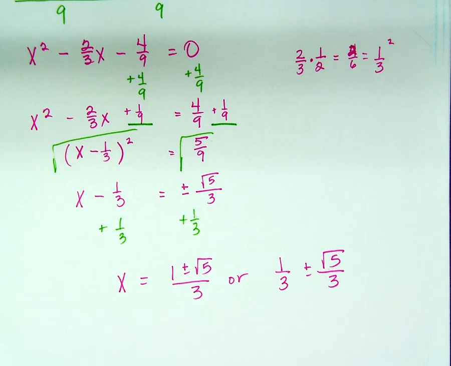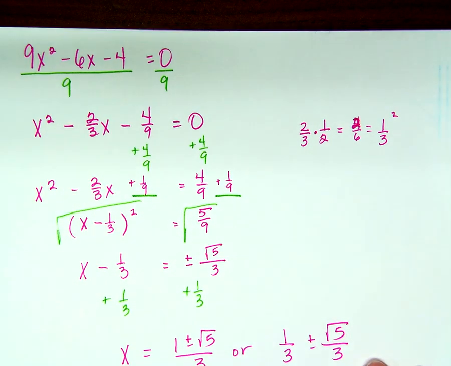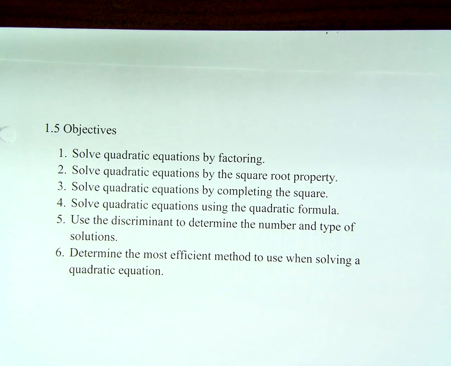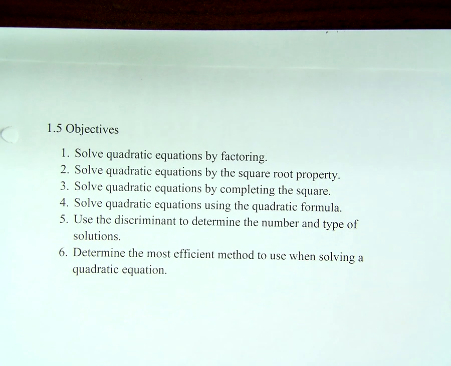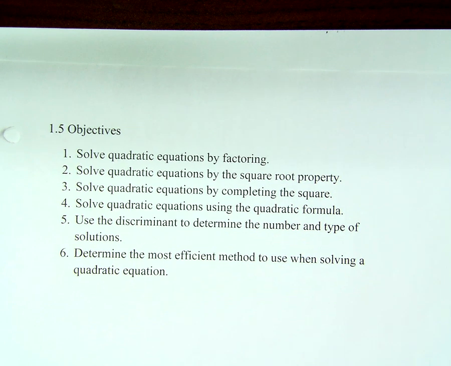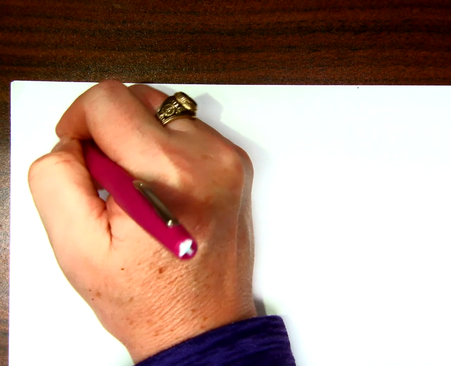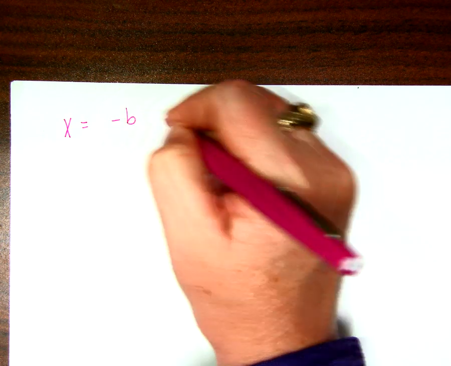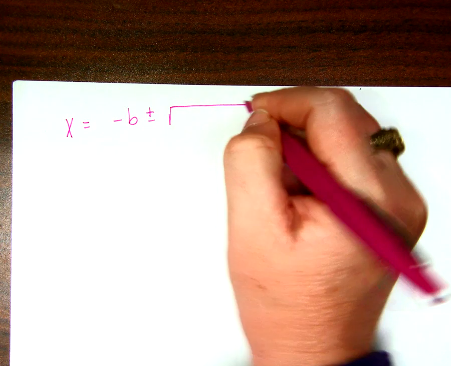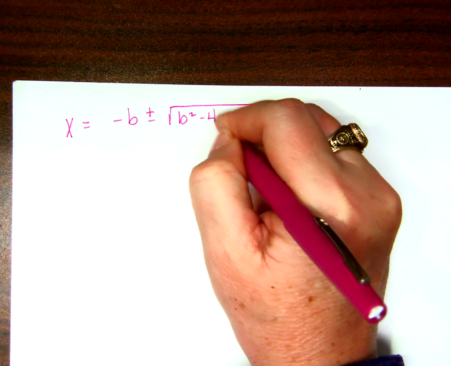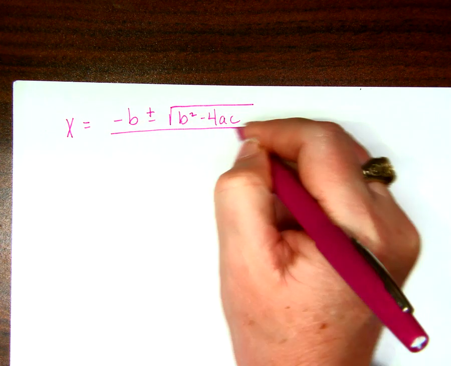Okay? Any questions about completing the square? So I did a couple of examples where the leading coefficient is 1, and then I did an example where the leading coefficient was not 1. Okay? So the next objective is quadratic formula. And you know I love that. You know I love that quadratic formula. X equals negative b plus or minus the square root of b squared minus 4ac all over 2a.